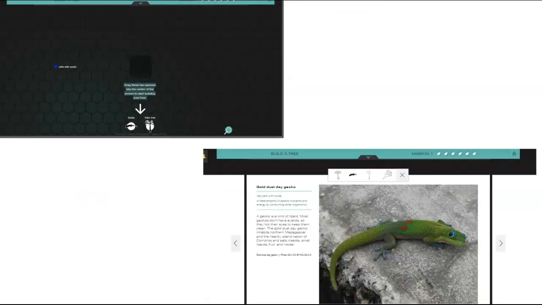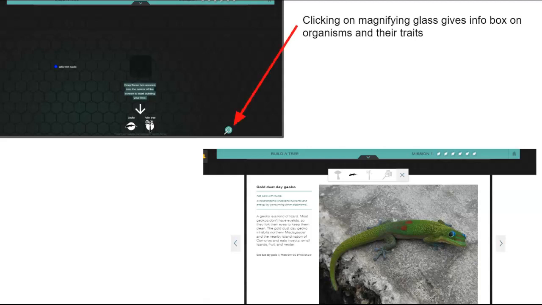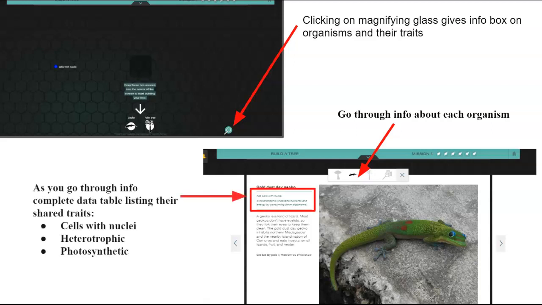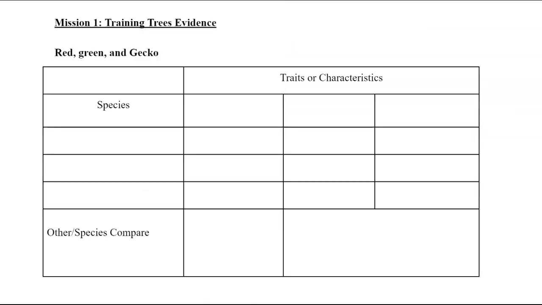Okay, so where did I get that information? I went to this magnifying glass and clicked on it. It then opens this box with all the organisms in it. In that, you can go through the information, and in these little sections up above, you will be able to complete the data table as well as your family tree, because it lists their shared traits. Shared traits in this particular activity are such as cells with nuclei, heterotrophic, photosynthetic, and it describes below what each of those mean.